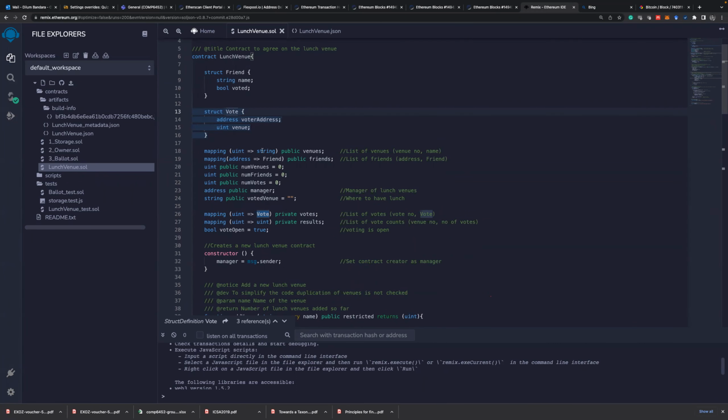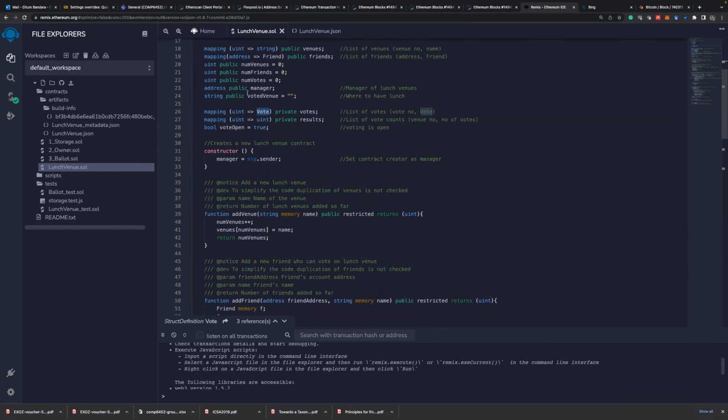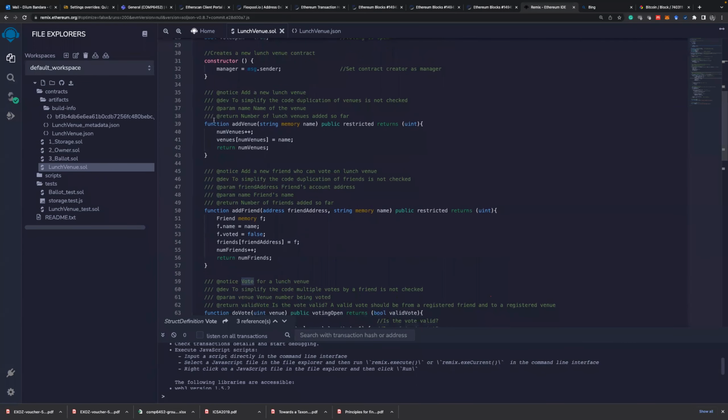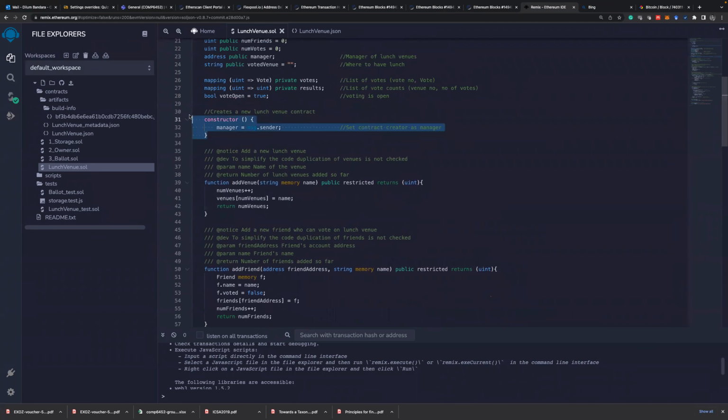These are essentially hash tables of venues and friends, and you have a few additional variables to count the number of votes and things like that. There is someone called a contract manager. Not everyone can add friends who can vote, and not everyone can add a venue. Only this special role can add them. But if your name is there, you can vote once you start voting.